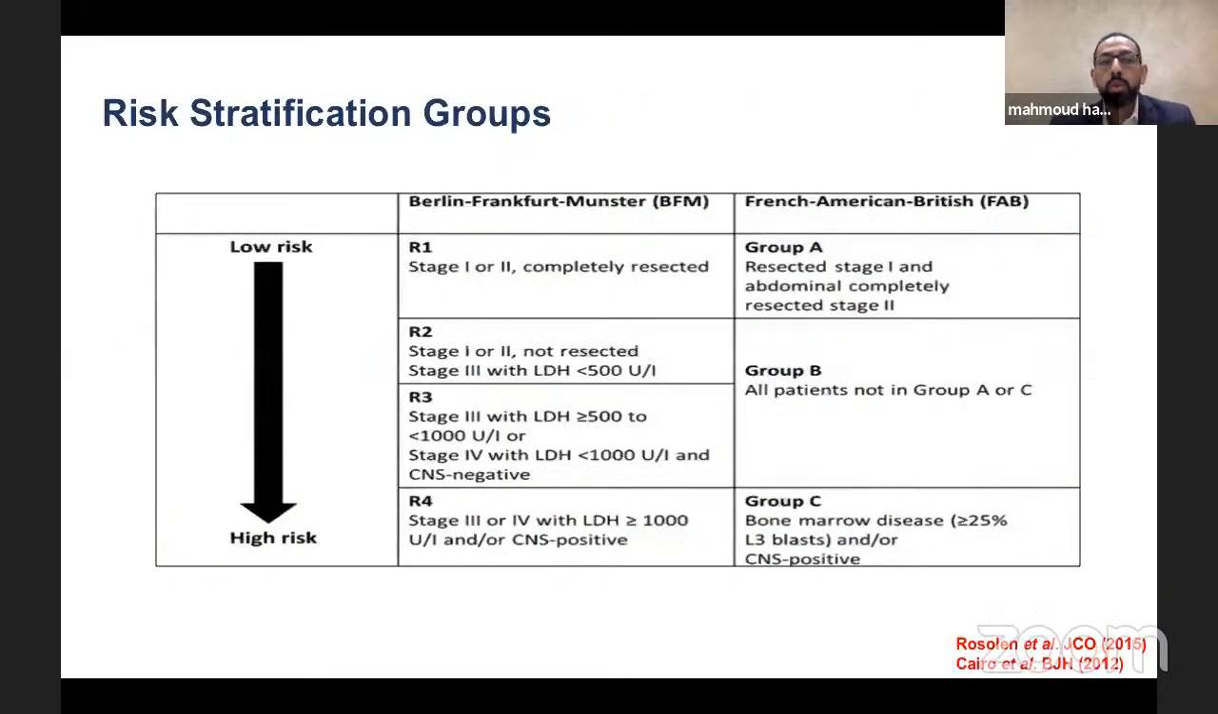The two most common risk group stratifications used in pediatric groups are the Berlin-Frankfurt-Munster and the French-American-British classification. The French-American-British classification is more widely used in our region, which classifies patients from low risk to higher risk group, where group A are resected stage 1 and abdominal disease completely resected stage 2, and group C are those including mature B lymphoblastic leukemia, as well as those with CNS involvement. Group B includes patients who are not in the previously mentioned groups.